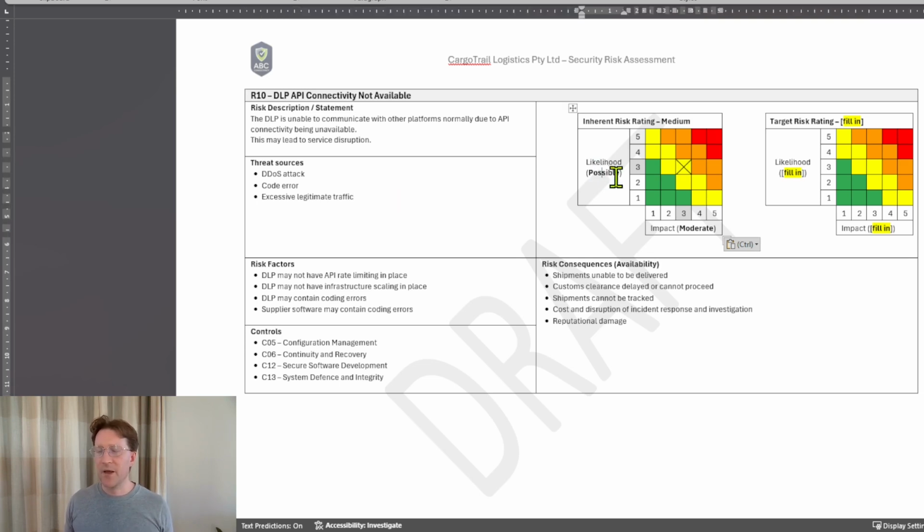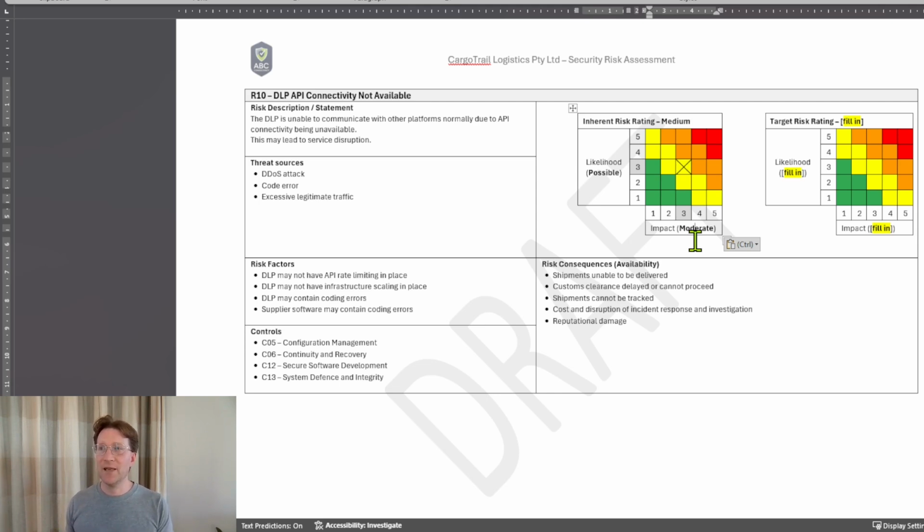So we can pick a moderate level of likelihood, possible. This is definitely possible. But the impact I'm starting out as moderate because it's not the DLP itself, like some of the previous risks where the entire DLP is down and therefore things cannot really function at all. In this case, the DLP relies on other systems to do certain things to help out in certain areas, but the DLP itself is fundamentally still working.